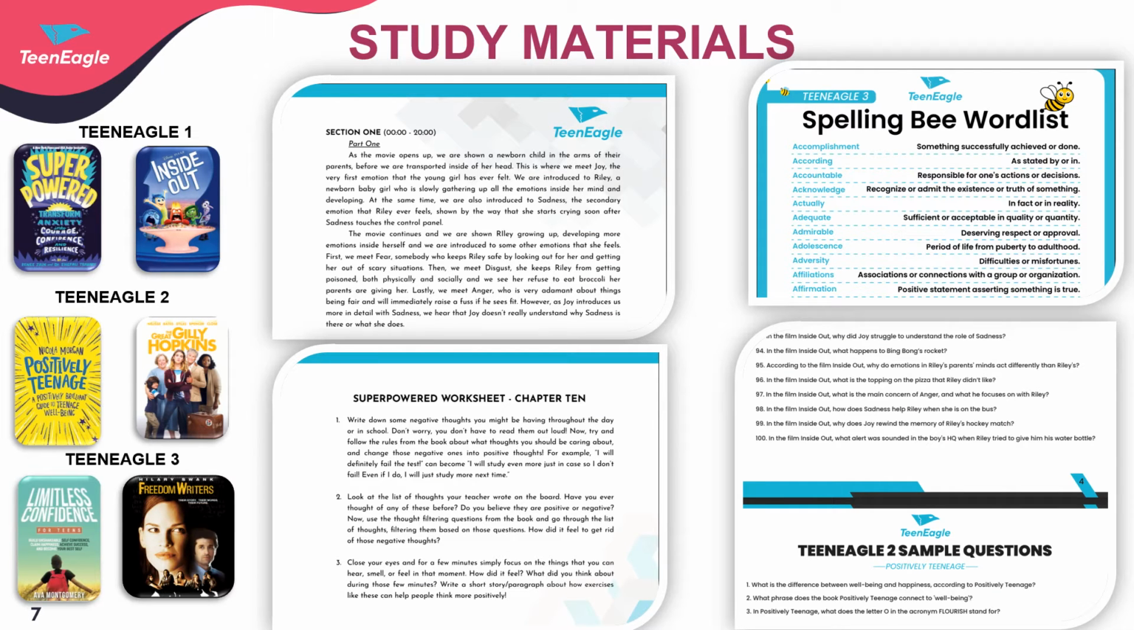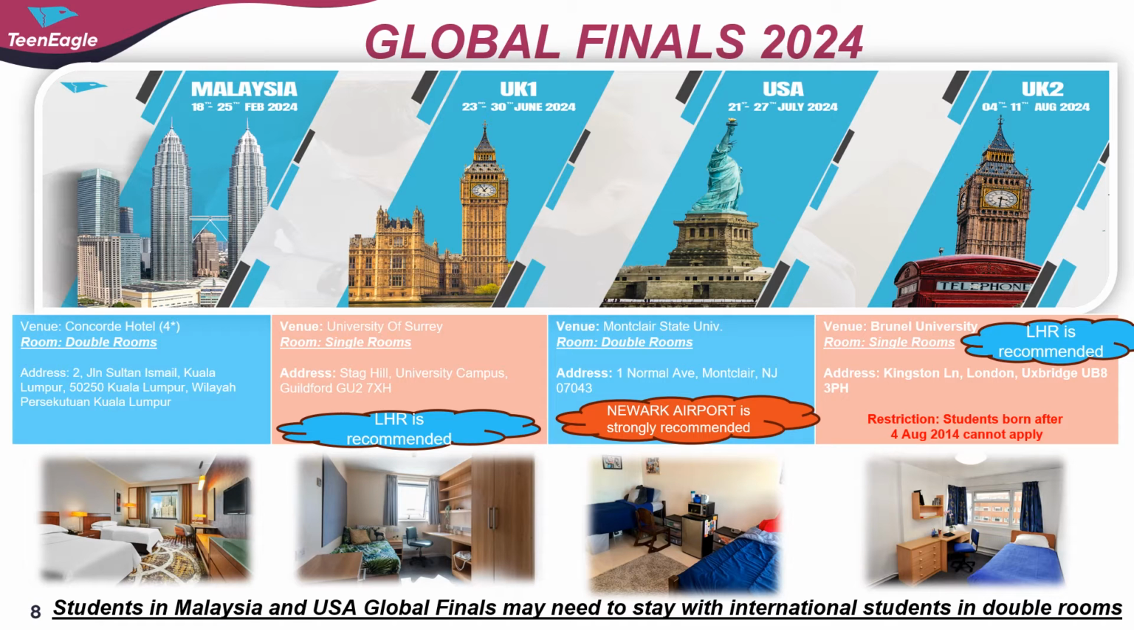So we mentioned this before. These are just examples of what some of the study materials look like. These are all available on our website, and again, we'll put the links down in the comments here. These are the 4 global finals in our 2024 season. One of them has already happened, depending on when you're watching this video. But currently, we still have UK happening twice in the end of June and then also in August, and we have a USA round happening in July.